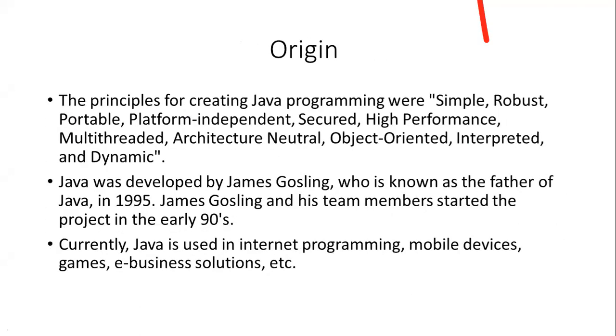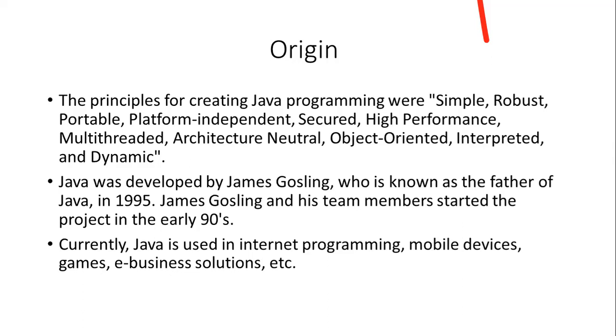Then our next topic. What was the principle for creating the Java programming language? The principle for creating Java was: simple, robust, portable, platform independent, secured, high performance, multi-threaded, architecture neutral, object oriented, interpreted, and dynamic. These are the features of Java that made it popular. We will discuss them in detail in our topic, features of Java.